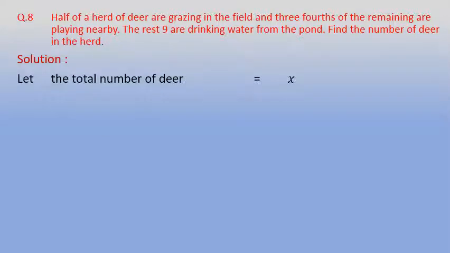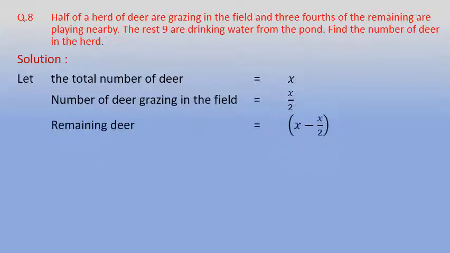We have to find the total number of deer in the herd that we don't know. So we can give a variable to this one. Let the total number of deer be x. Number of deer grazing in the field is half of the herd, that is x upon 2. Now we can find the remaining number of deer. Total is x, x by 2 is grazing in the field. Therefore the remaining deer are x minus x by 2.